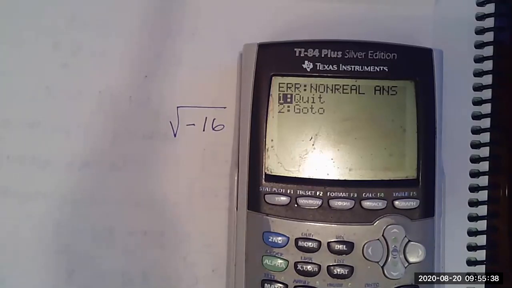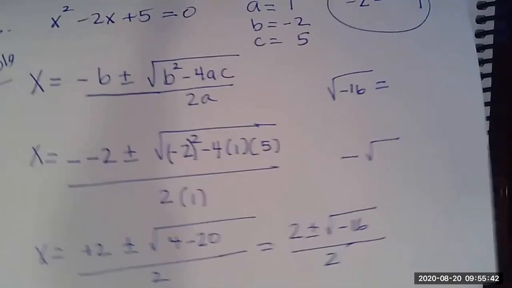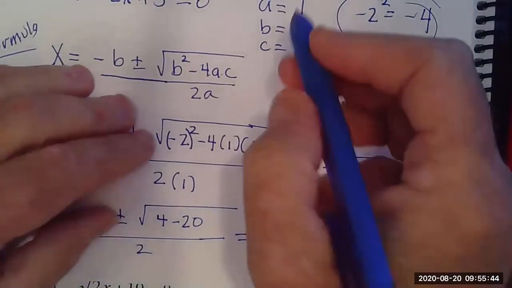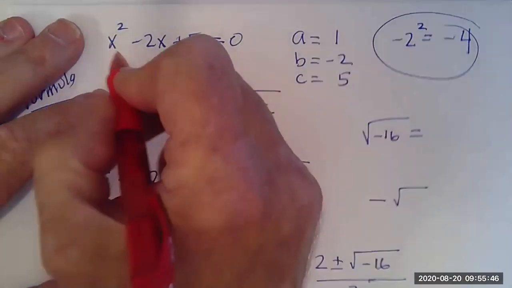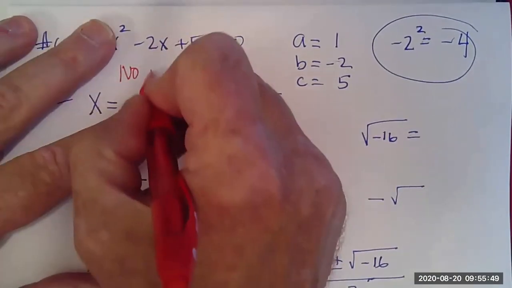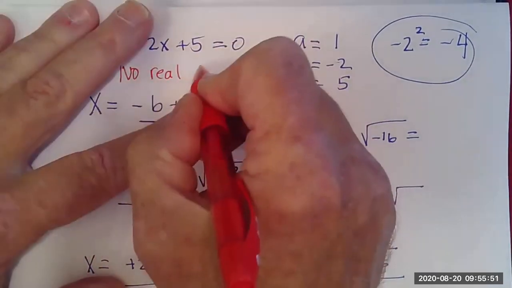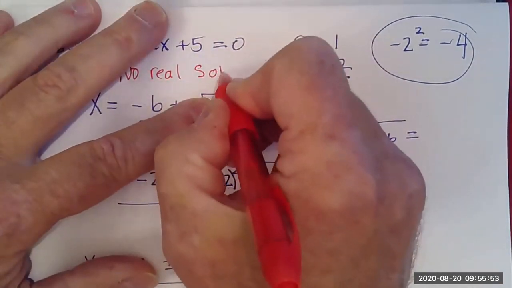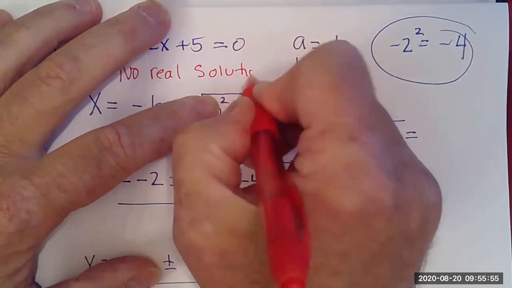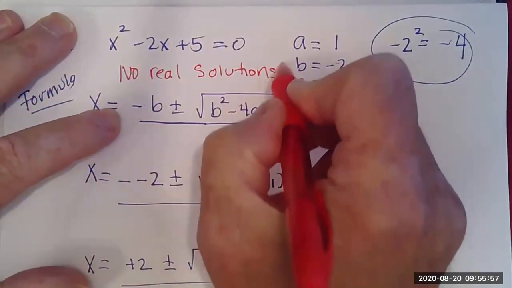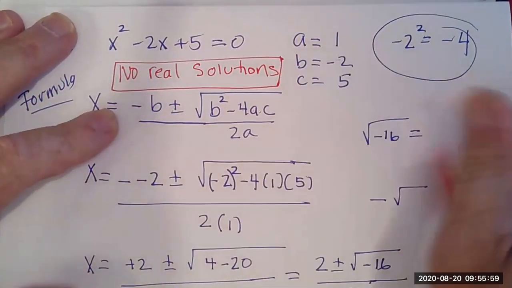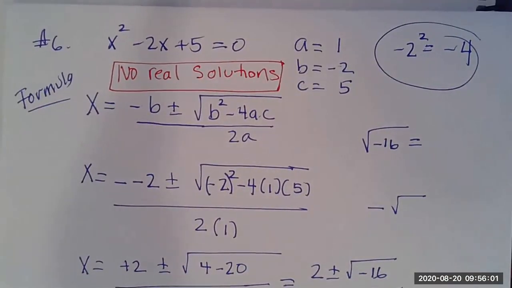in chapter 2. So what are you going to do with a problem like this? You're going to say like this, right here in red, no real solutions. And the book might have a different phrase for that too. You'll have to take a look and see what the author does.